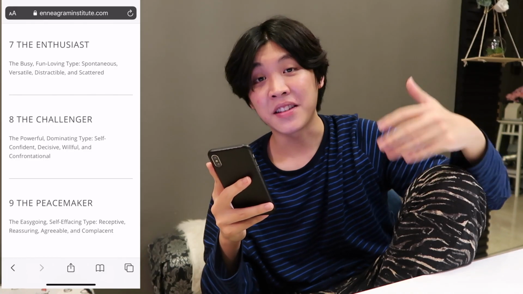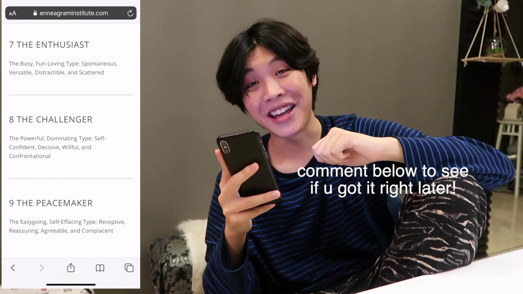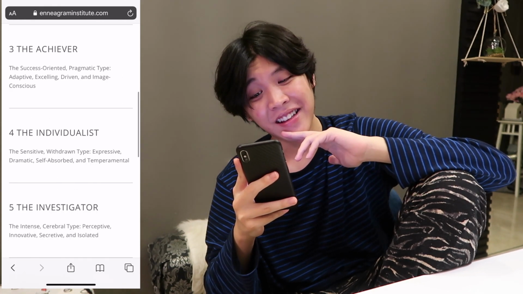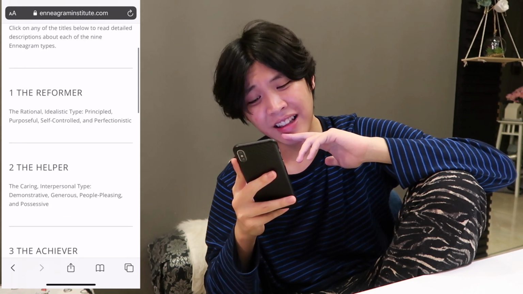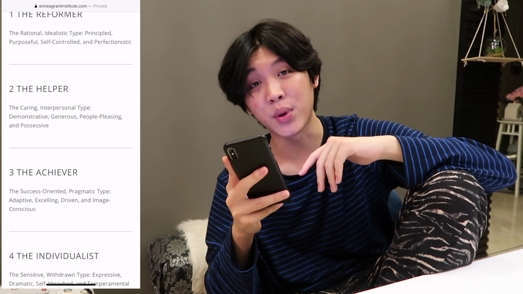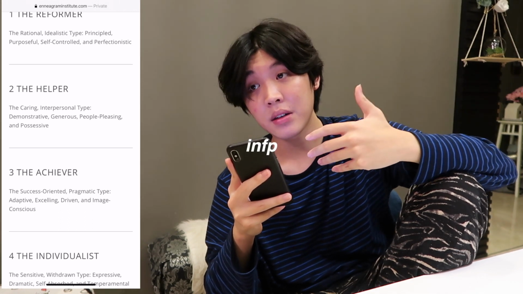Before I start this test, you guys should try guessing which type I'm gonna get, because looking at the list over here, I think I'm probably gonna get the peacemaker, similar to the Myers-Briggs personality test that I've taken, where I got the INFP. It is pretty similar to the peacemaker over here. Anyways, I don't want to hold you guys back, so without further ado, let's take this test and find out.